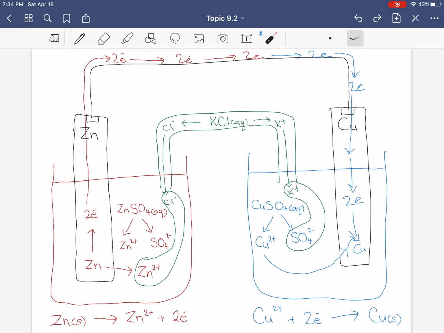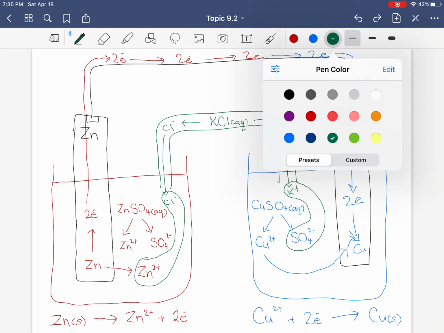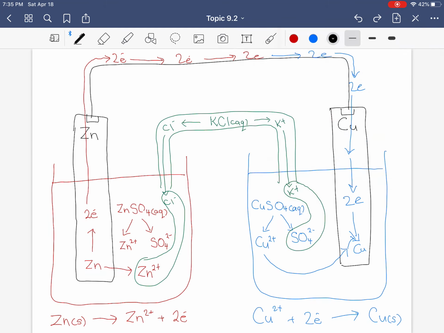Now, let's go over the terminology. Your favorite part. Okay, look at this reaction right here. Zinc becoming zinc 2 plus with 2 electrons. I'm pretty sure you guys know that this is an oxidation process.